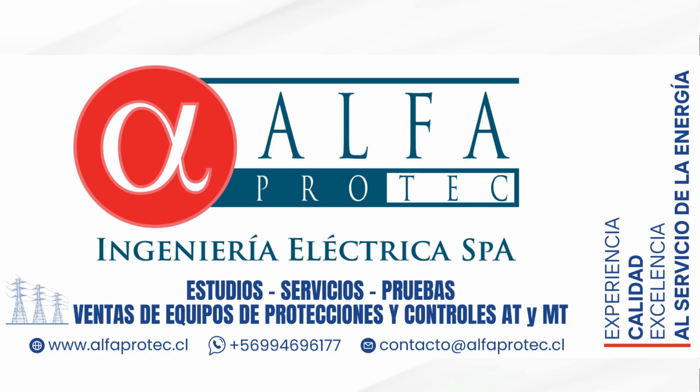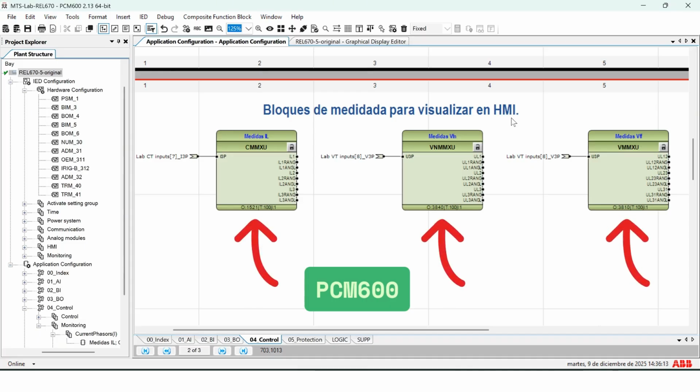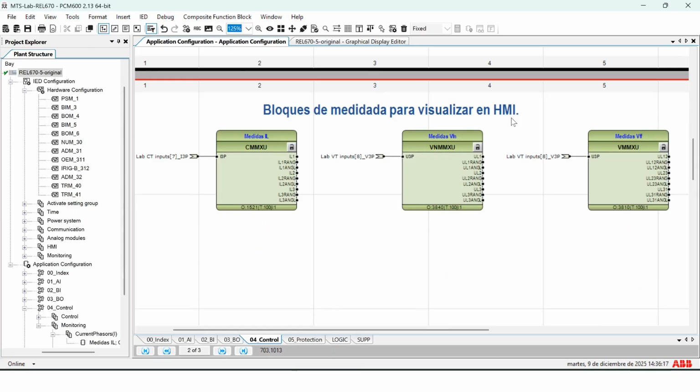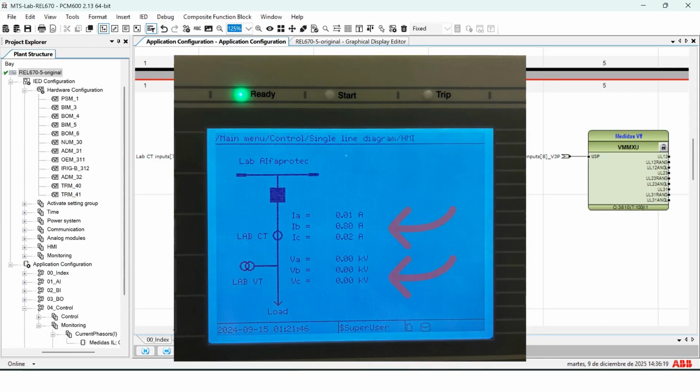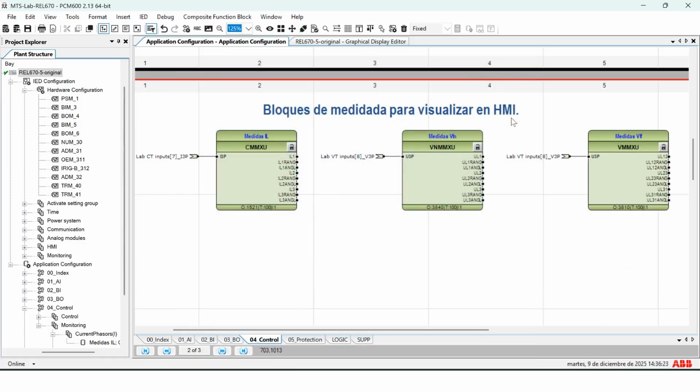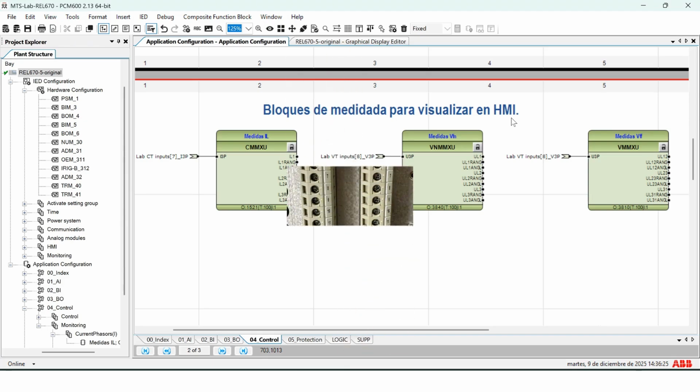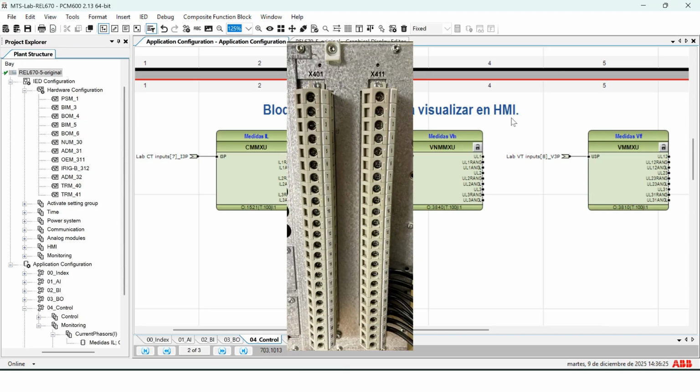In this video, I will explain how to use the measurement blocks of the REL670 to visualize electrical variables on the local HMI or to send them to other devices through a communication protocol. The object types associated with measurements allow the electrical values processed by the IED (current, voltage, and angles) to be delivered in primary values, starting from the secondary signals coming from the relay's analog inputs.